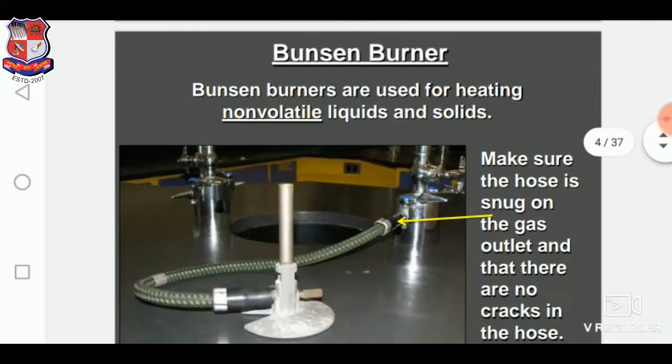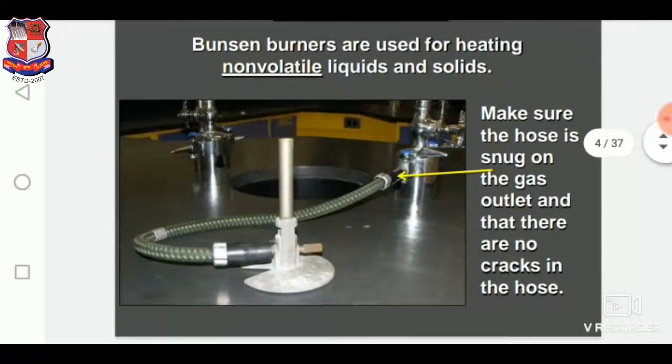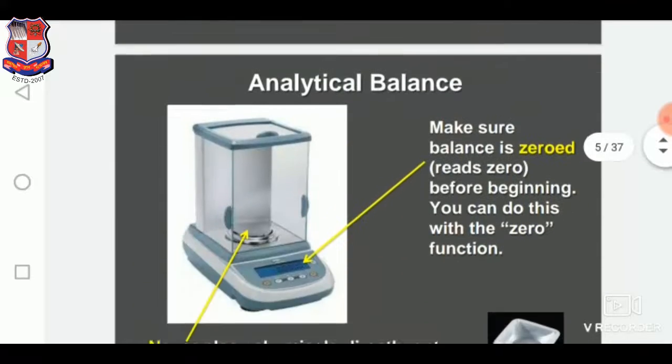A Bunsen burner. Bunsen burners are used for heating non-volatile liquids and solids, and again there is a safety requirement. Make sure the hose is snug on the gas outlet and that there are no cracks in the hose. Otherwise, what happens? The gas may leak out and may cause a hazard.